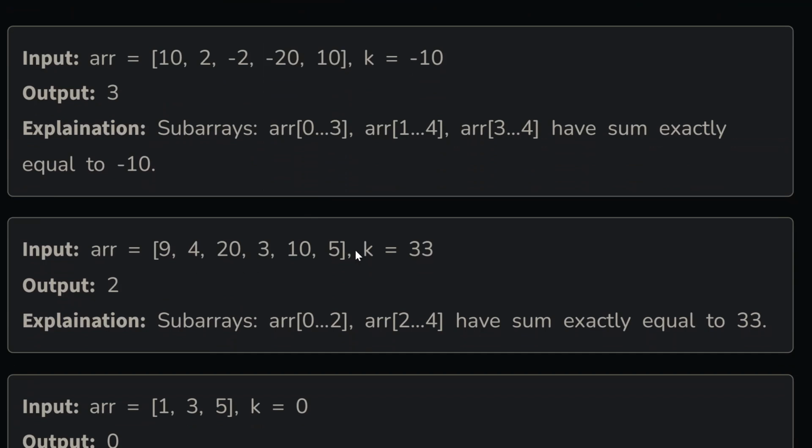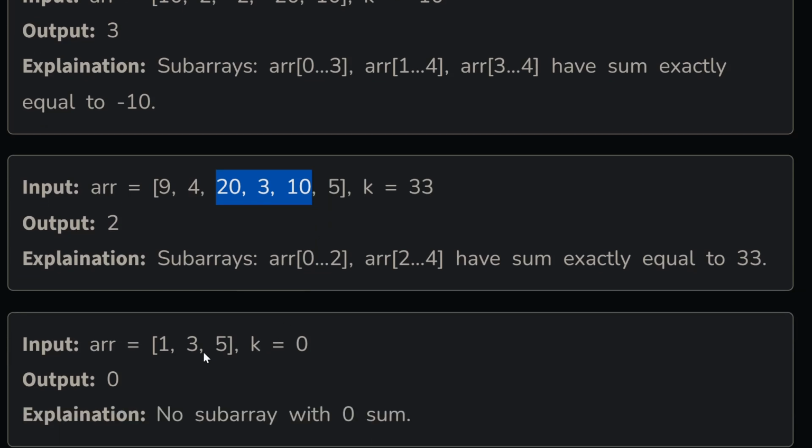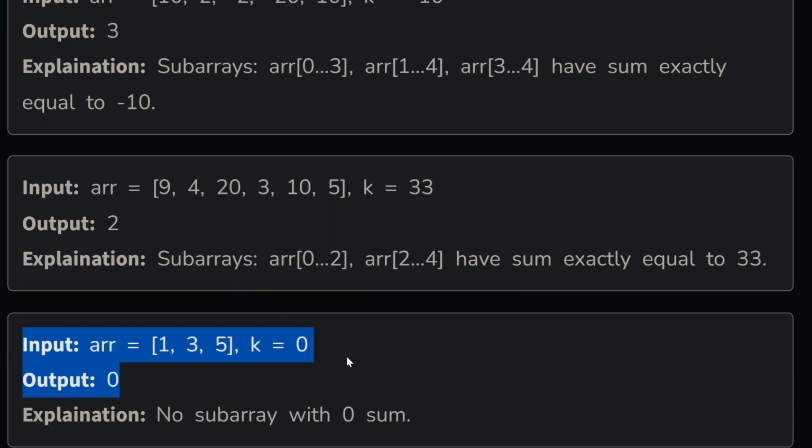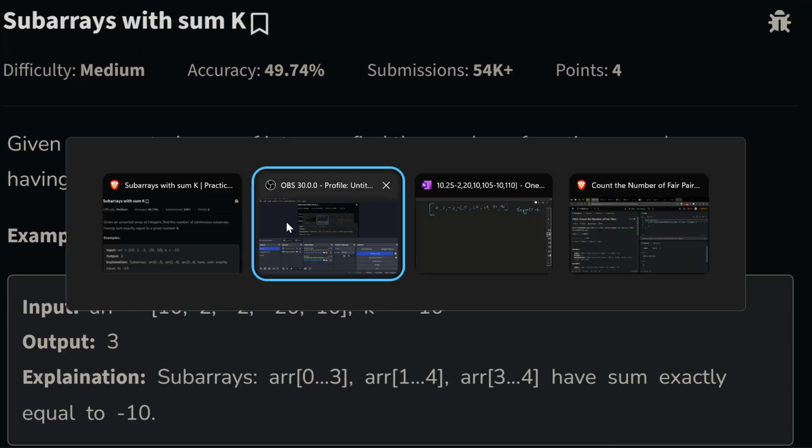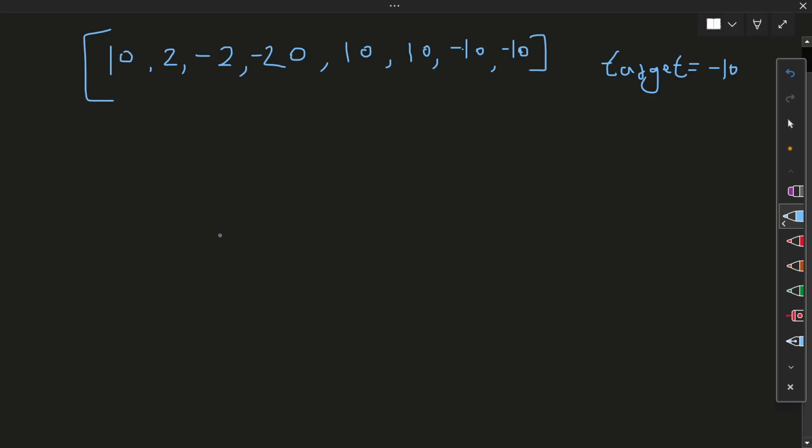And in this we need to find 33. From this to this particular index the summation is 33, and from this to this index we got summation as 33, and in this we have not found any summation which is equal to 0. So that's why the answer is 0. Now let's build the approach. So we got this example.